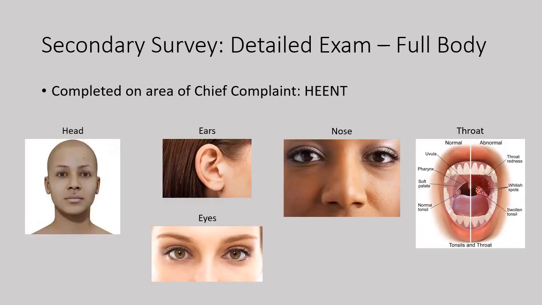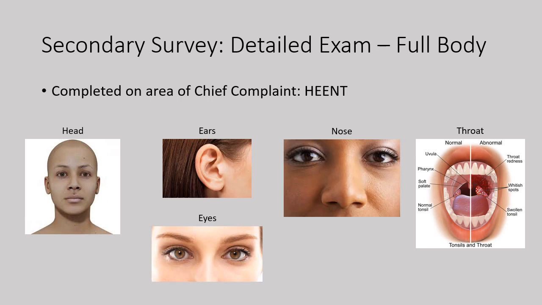All right, if the chief complaint is somewhere in the head, we're going to inspect that. H-E-E-N-T: head, ears, eyes, nose, and throat. We're going to start with the head, inspecting for symmetry, palpating for lumps, bumps, and depressions, and then moving on to the ears.